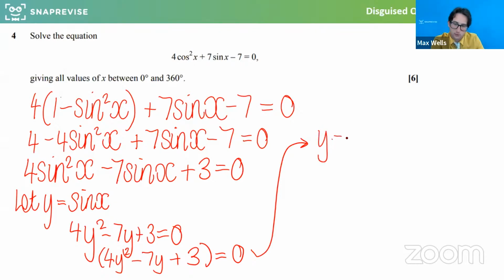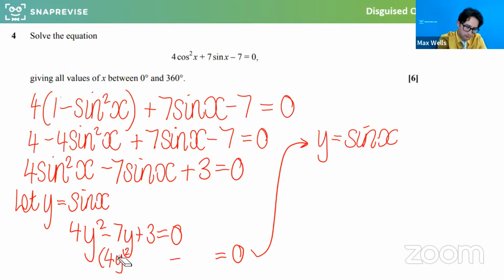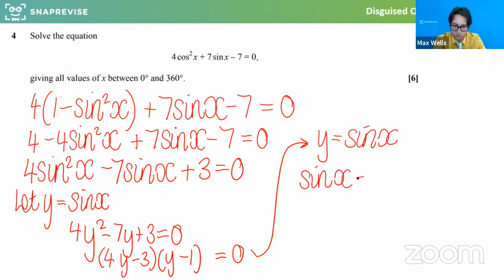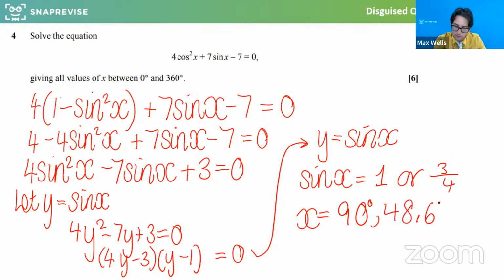Yeah, so y equals sine x. So we know, hang on, what have I done there? That was not factorized at all. So that should be 4y minus 3 or y minus 1, I believe. So then we've got sine x equals 1 or 3/4, which are both feasible. And if we solve that for x, we get 90 degrees, 48.6 degrees, and 131 degrees.